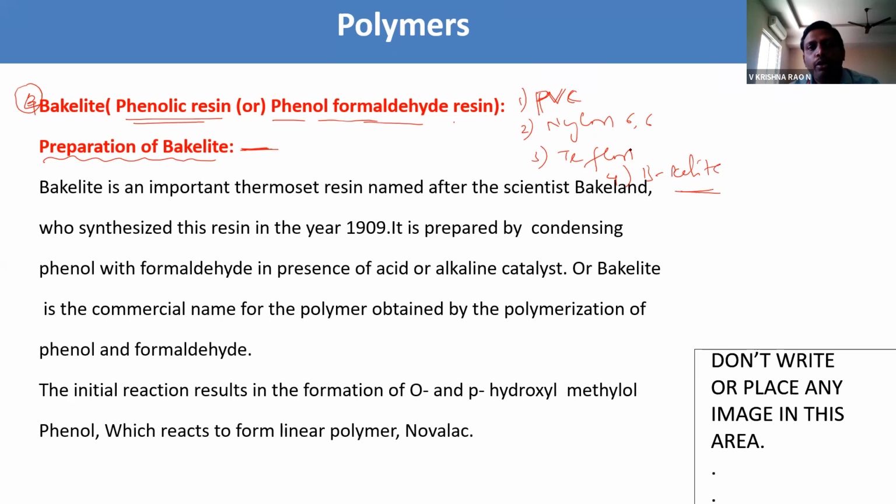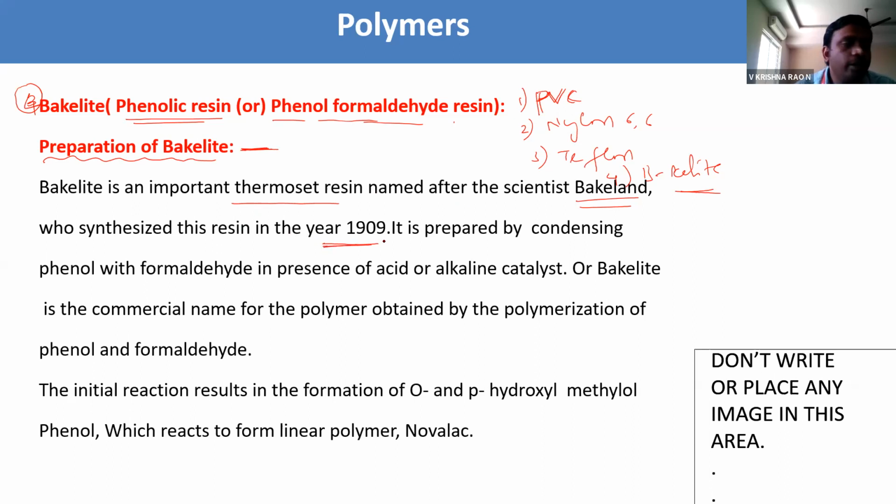Okay, how are we going to prepare this Bakelite? Bakelite is an important thermosetting resin named after the scientist Leo Bakelite, as we discussed in the very first classes. It is named after the scientist who synthesized this resin in the year 1909.